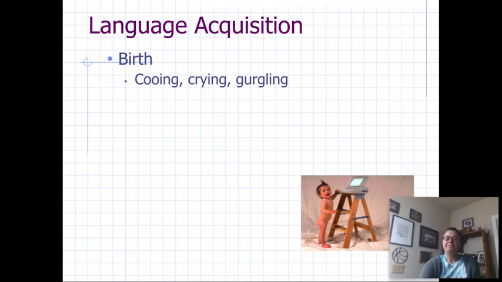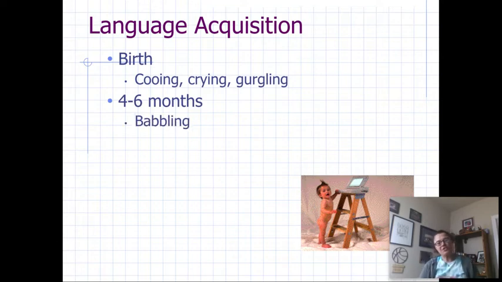Now, about 4 to 6 months, babies will start to babble. And this is where they're starting to babble the phonemes that they hear those around them using. They're going to start to try and mimic those phonemes. So babbling is very important. It's not like kids are just doing that for the heck of it. They're practicing. They're learning the fundamentals of language, and that's those phonemes.